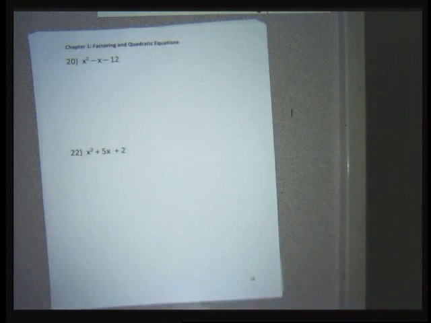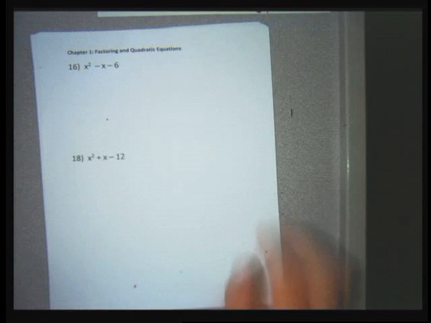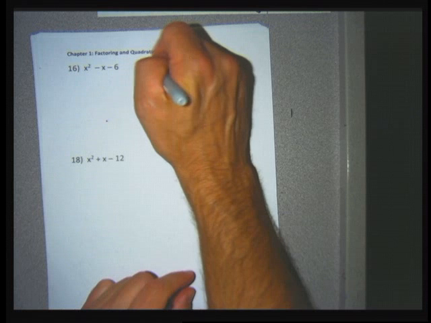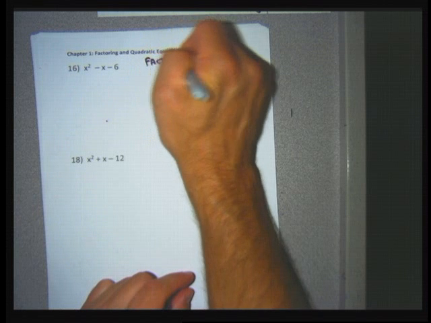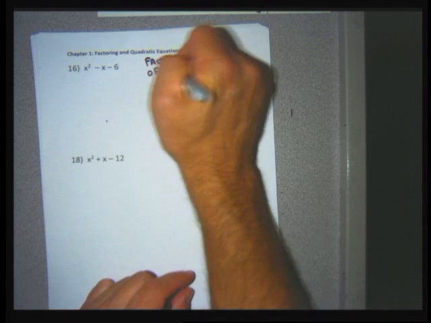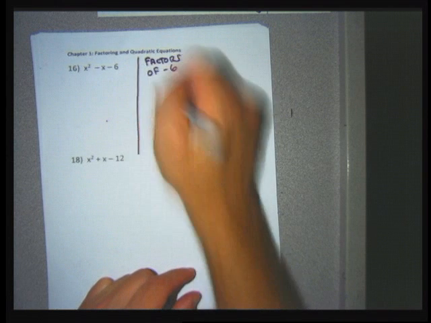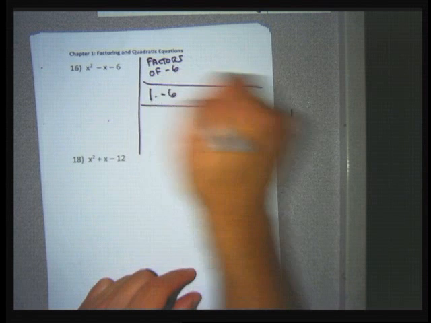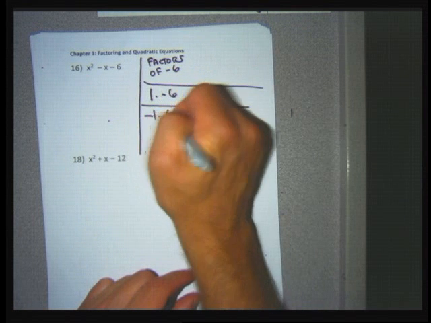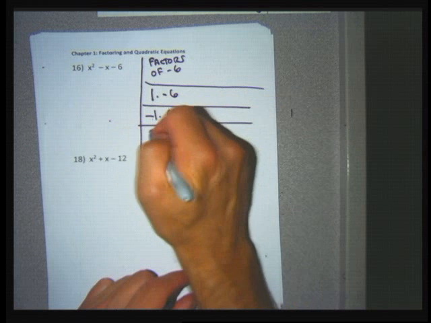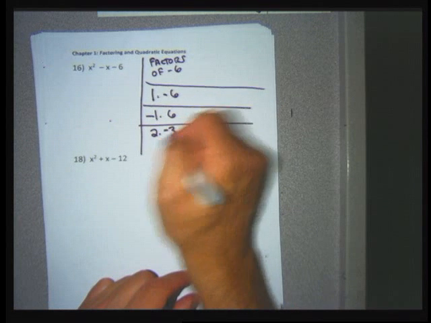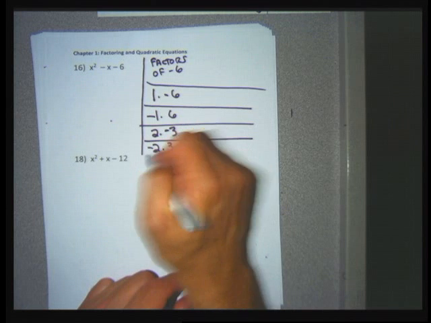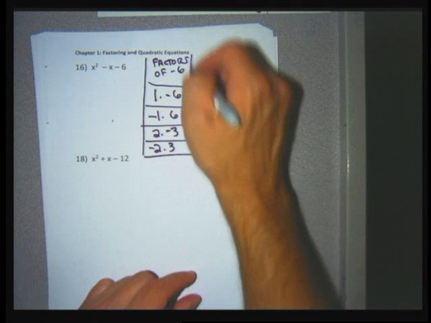Okay, for 16, my table has to multiply to be negative 6. So I'm going to write in the first column of my table factors of negative 6. I need one positive and one negative again. It's going to be the same. 1 times negative 6, negative 1 times positive 6, 2 times negative 3, and negative 2 times 3. Those are the 4 sets of numbers that multiply to be negative 6.